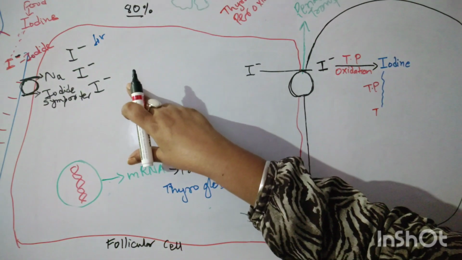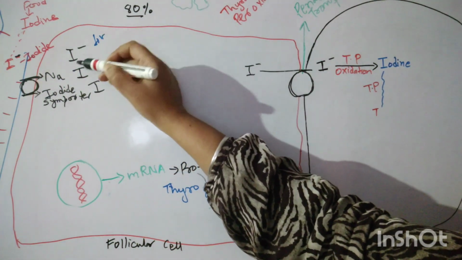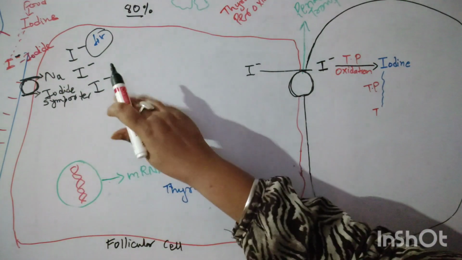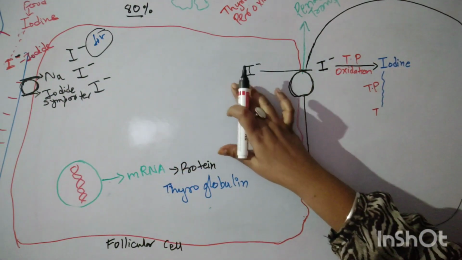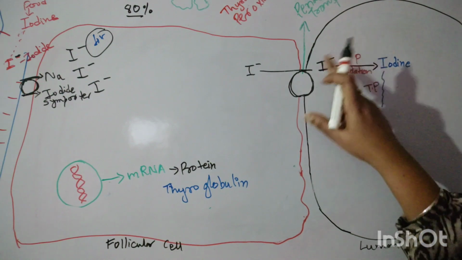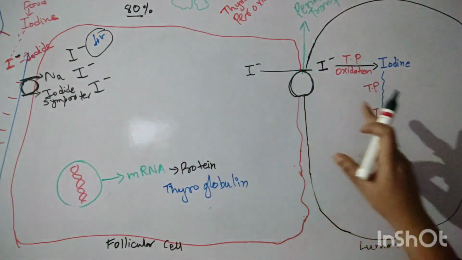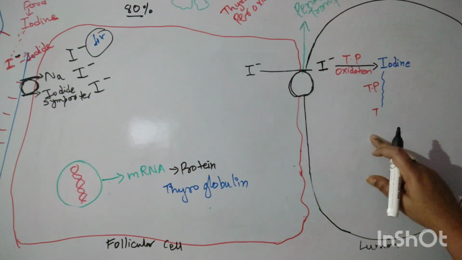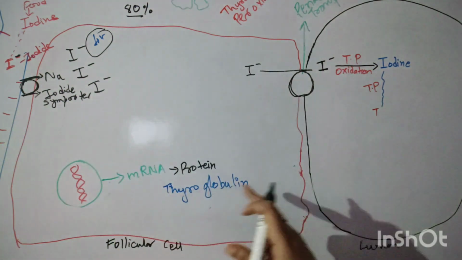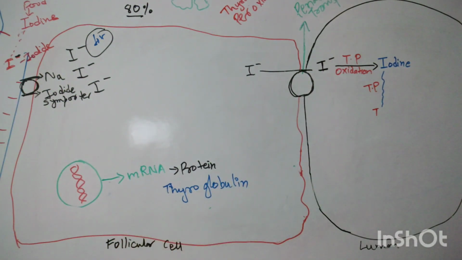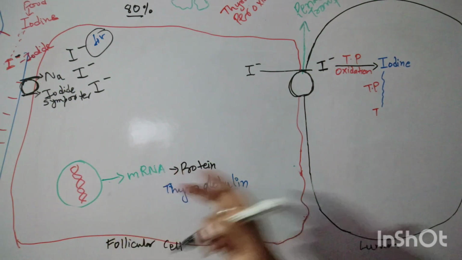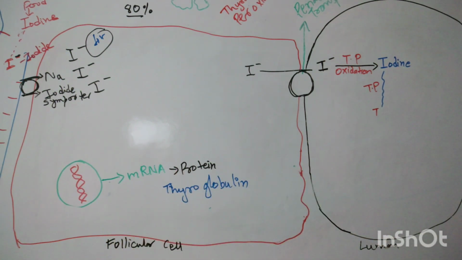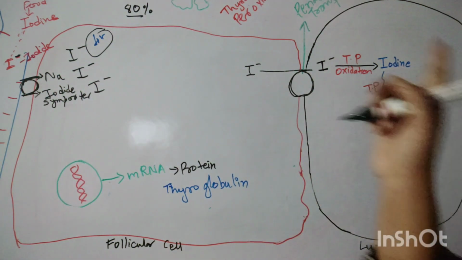Now once iodide enters, this is called iodide trapping. This is the first step. Now the iodide which has entered the follicular cell enters the lumen by using the pendrin transporter, which is present between follicular cells and lumen. Also in follicular cells there is a nucleus. The nucleus has DNA. DNA produces mRNA through the process of transcription, and mRNA produces protein through the process of translation. So which type of protein will be formed inside the thyroid gland?